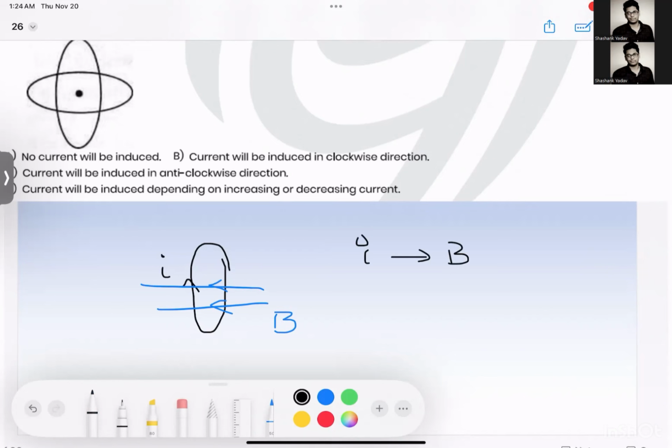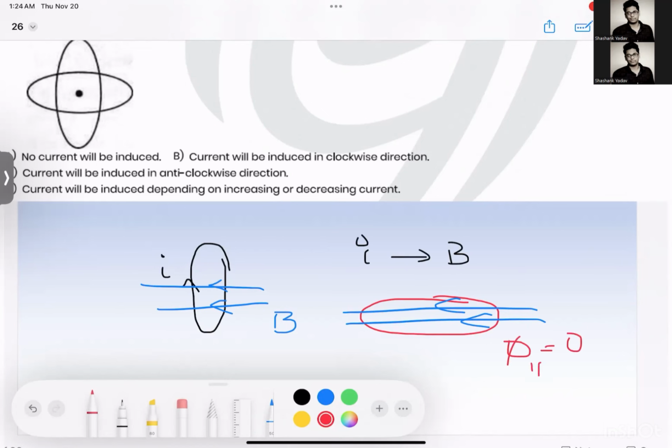If B is changed, you will see that this horizontally oriented wire is parallel to the direction of the magnetic field. That means the flux due to this magnetic field on this wire is going to be zero. If the flux is zero, then there is no induced EMF in this. That means the net current is also going to be zero. Therefore, there won't be any current. Therefore, the correct option is going to be A.